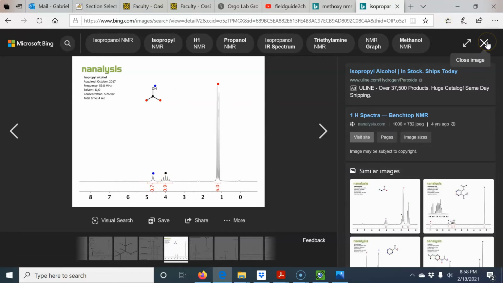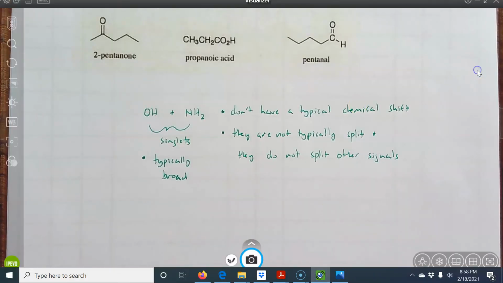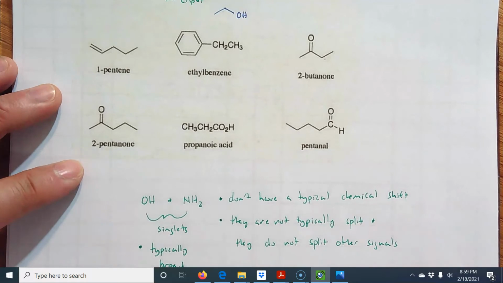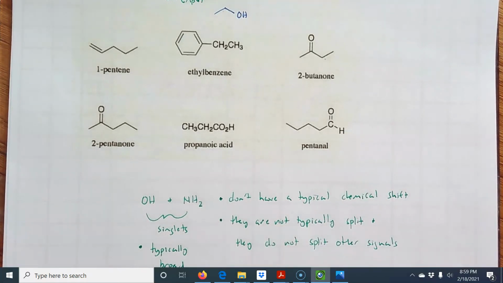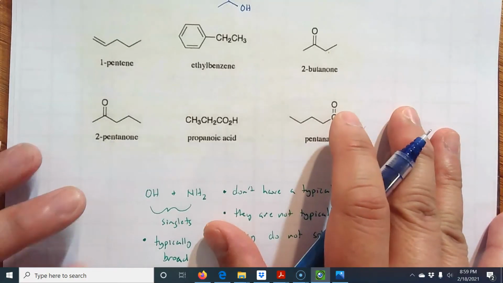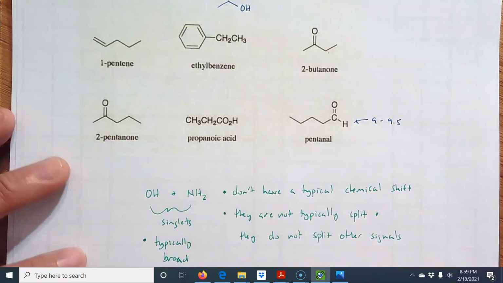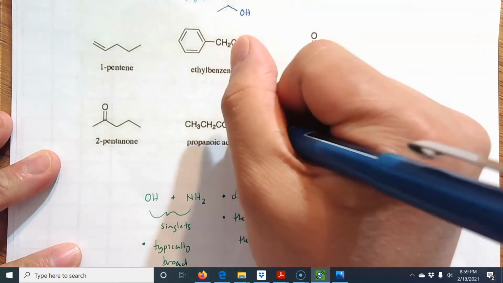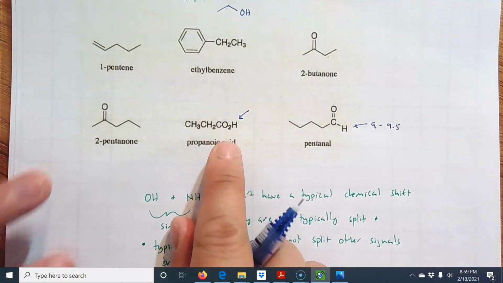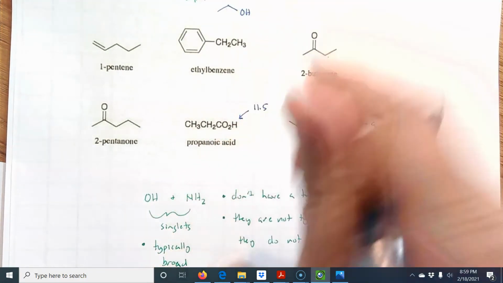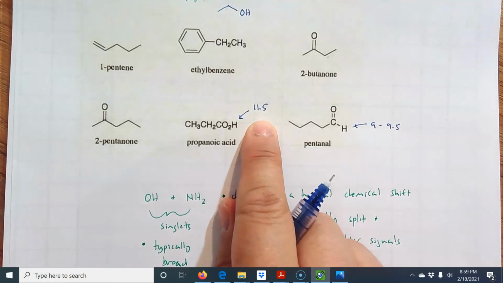Okay. I'm running out of time, so let me give you a couple more chemical shifts. Aldehydes. Aldehyde hydrogens are pretty distinct. They are going to be around 9, maybe 9.5. Do I have a carboxylic acid? I have a carboxylic acid here. This is pretty distinct. I know it's an OH, right? It's the OH of the carboxyl group, but that's pretty steady. That's around 11.5. You won't find anything else actually higher than that.